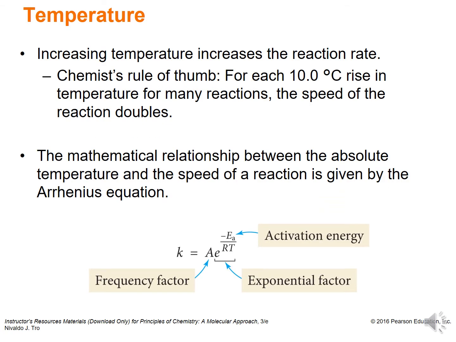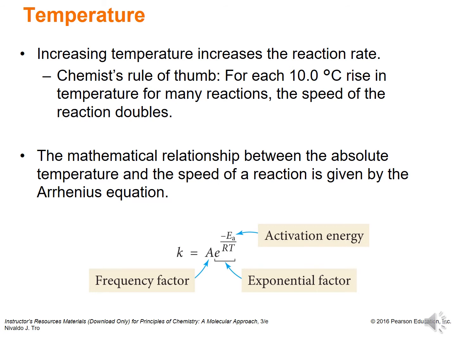Temperature has a big impact, as we already mentioned. Increasing the temperature will increase the rate of reaction. Here's our chemist rule of thumb. Again, it's not necessarily true exactly, but a good general rule is that for each 10 degrees Celsius rise in temperature, the speed of the reaction doubles. So that's, again, just a rule of thumb. We're going to do lots and lots of math later on to figure out exactly the impact of an increase in temperature, for instance.